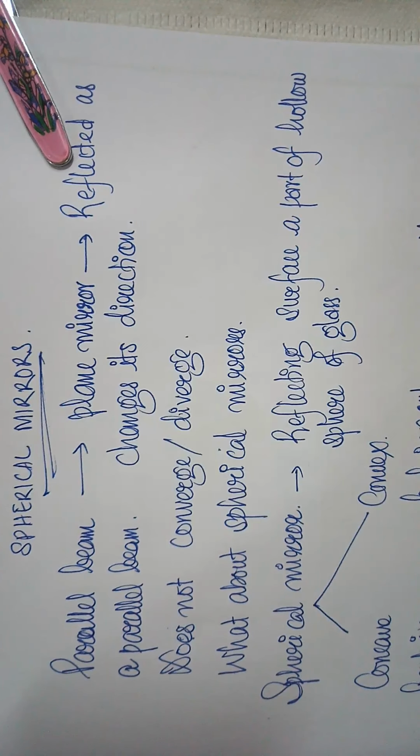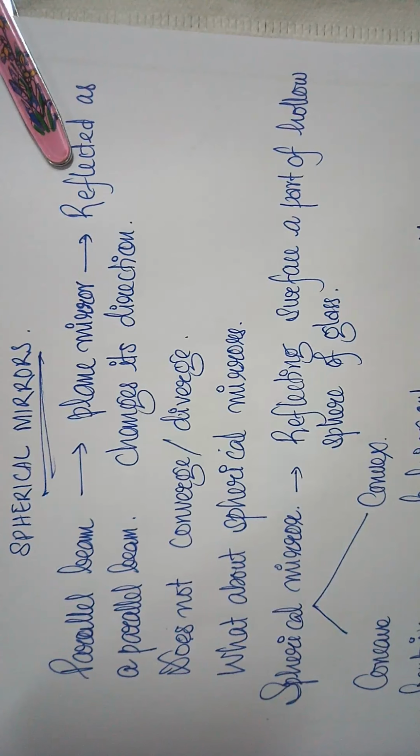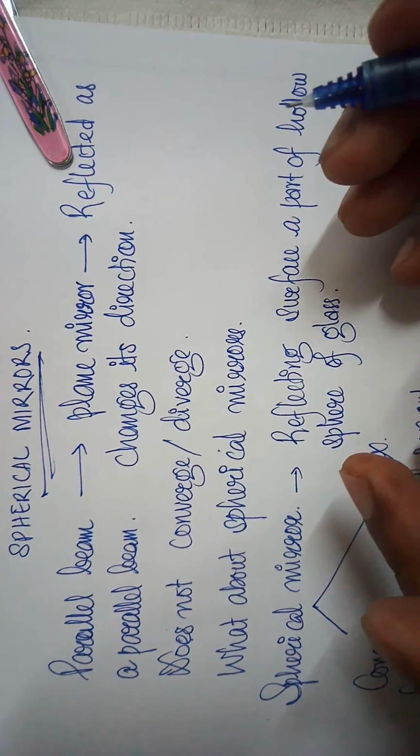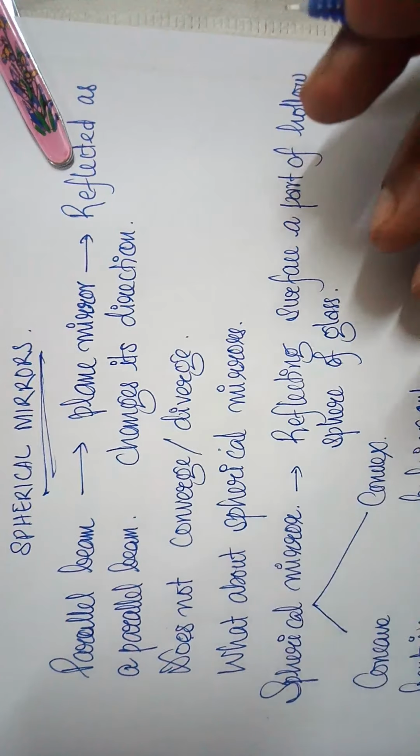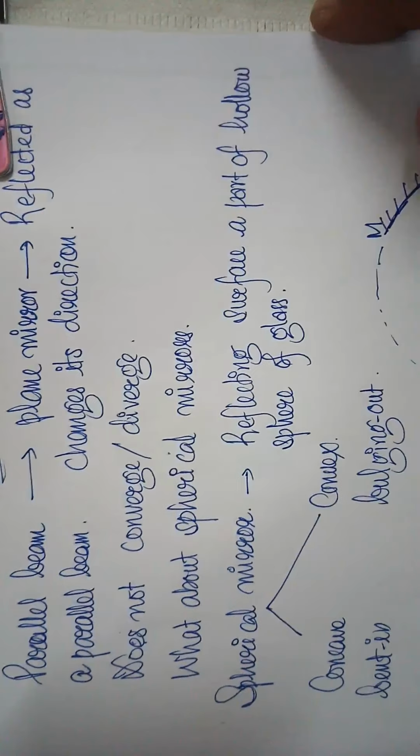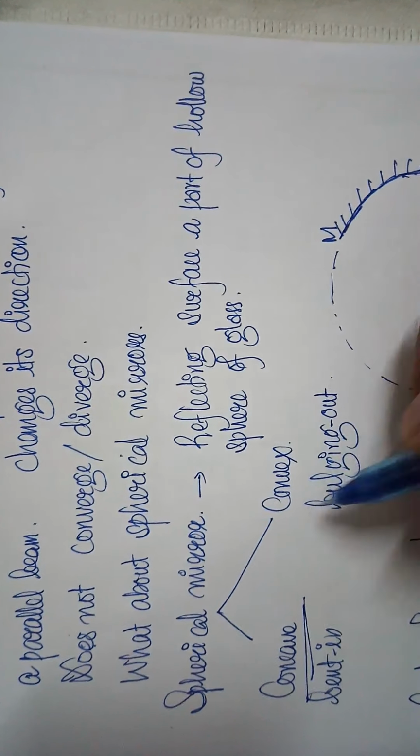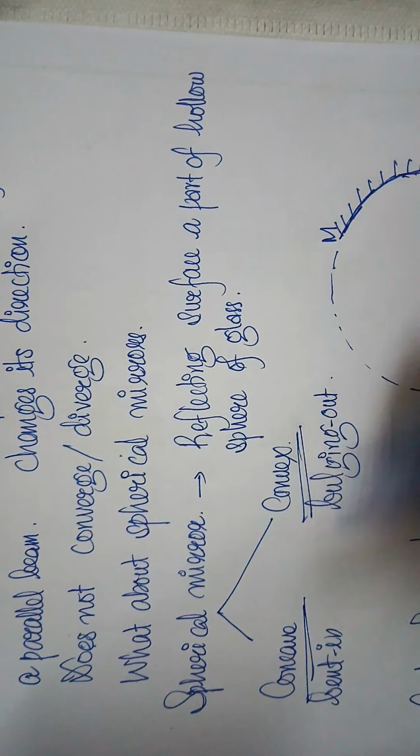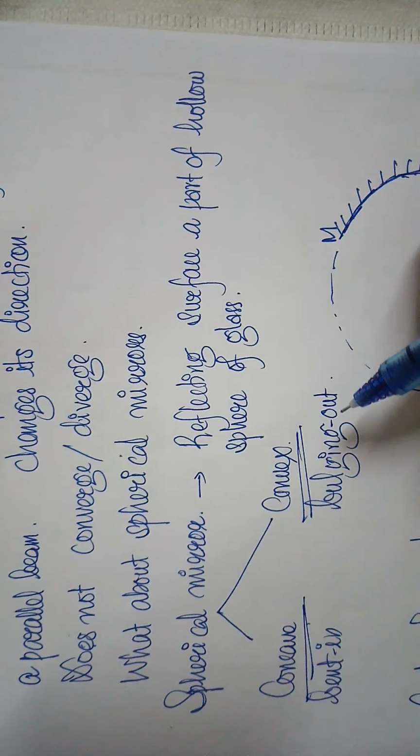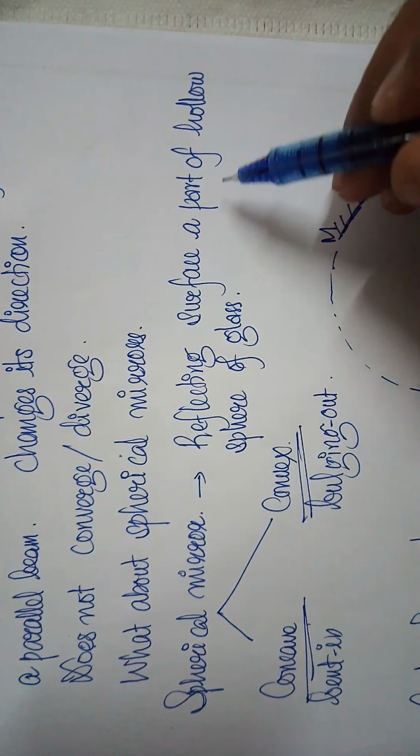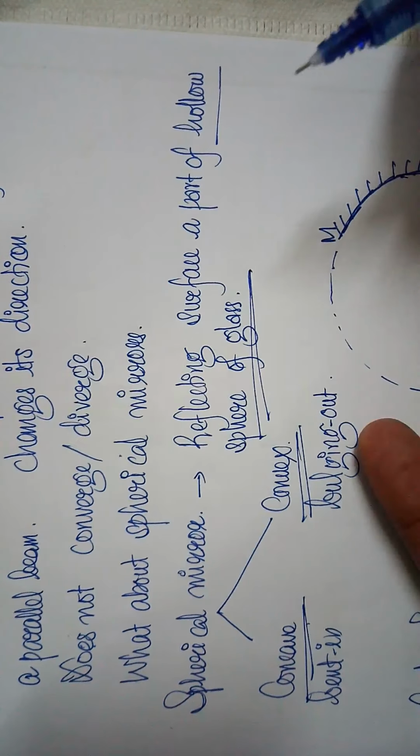Now we will refer to curved mirrors. A spherical mirror is a mirror whose reflecting side is a part of a hollow glass sphere. The spherical mirrors are of two types: one is concave and the other is convex, that is, concave mirror and convex mirror.